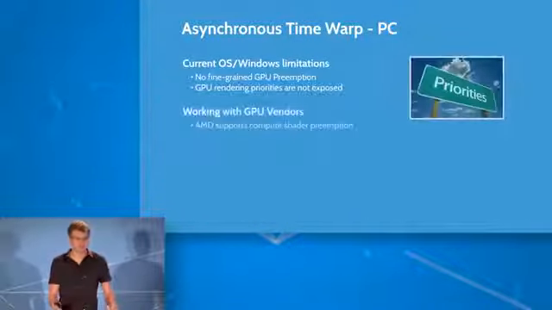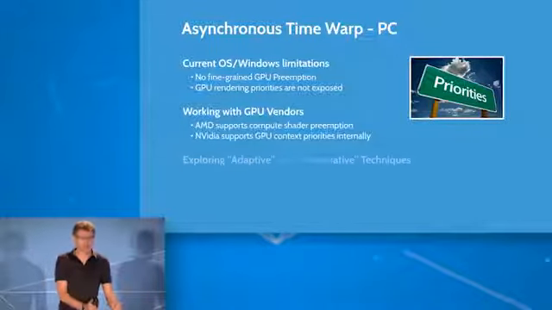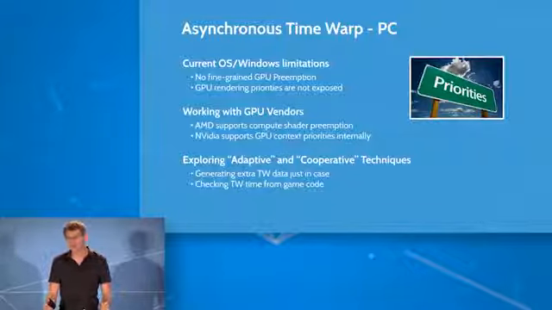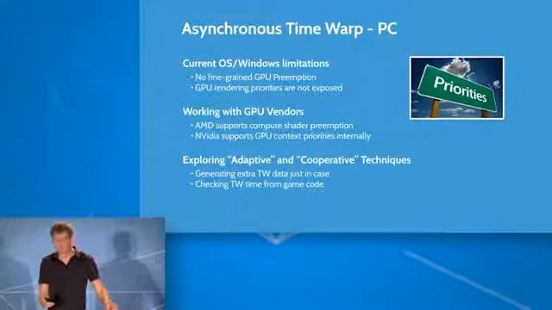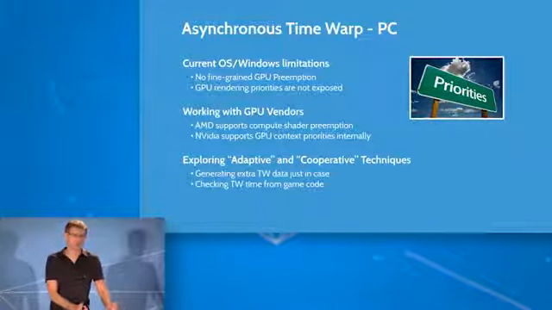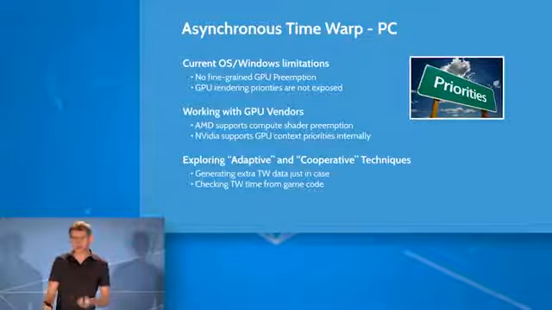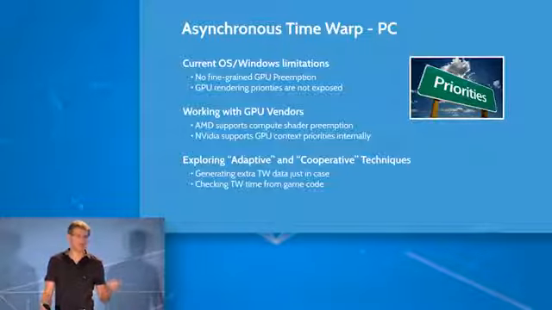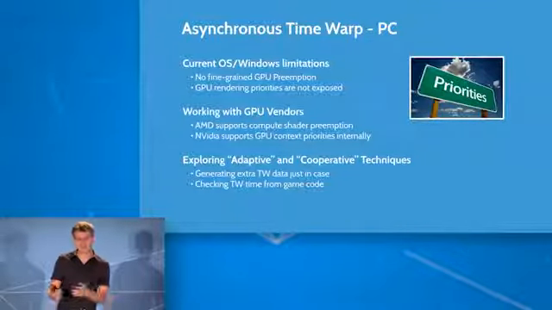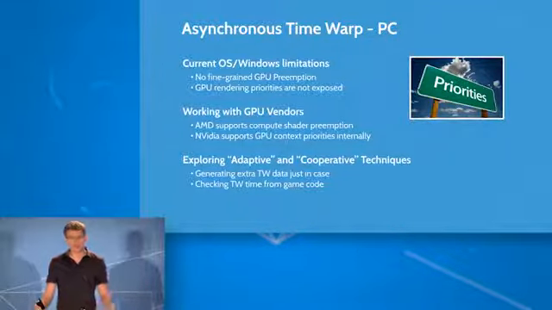The most basic thing is that current OSs on Windows do not provide techniques for fine-grained GPU preemption, and there's no notion of GPU priorities exposed to the user. That's the biggest area that we're working through. We're working with GPU vendors, and we are optimistic this functionality will be coming soon. Already, AMD, for example, supports compute shaders preempting the regular rendering execution, and NVIDIA does provide some priorities internally. So it's really a matter of exposing it, proving it, and making sure the code can be portable all across.